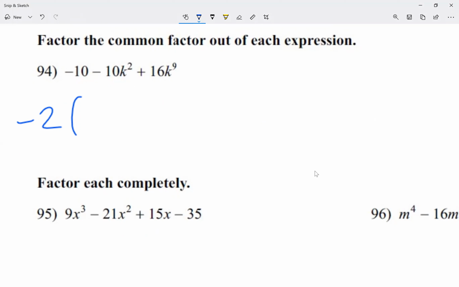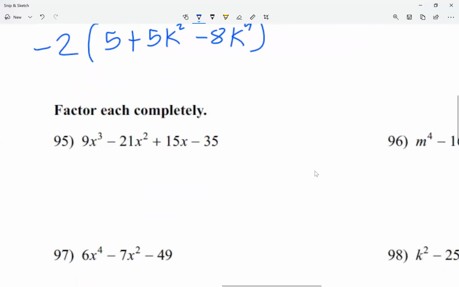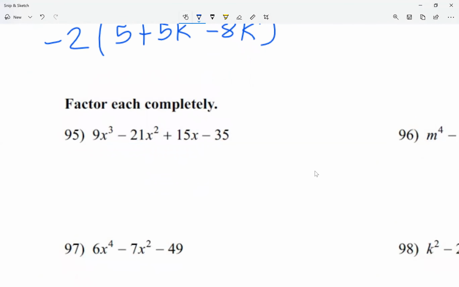So I'm going to get 5 plus 5k squared minus 8k to the 9th. I divided everything by a -2. That's it. That's how we factor the common factor out. And then we learn factoring by grouping, right?